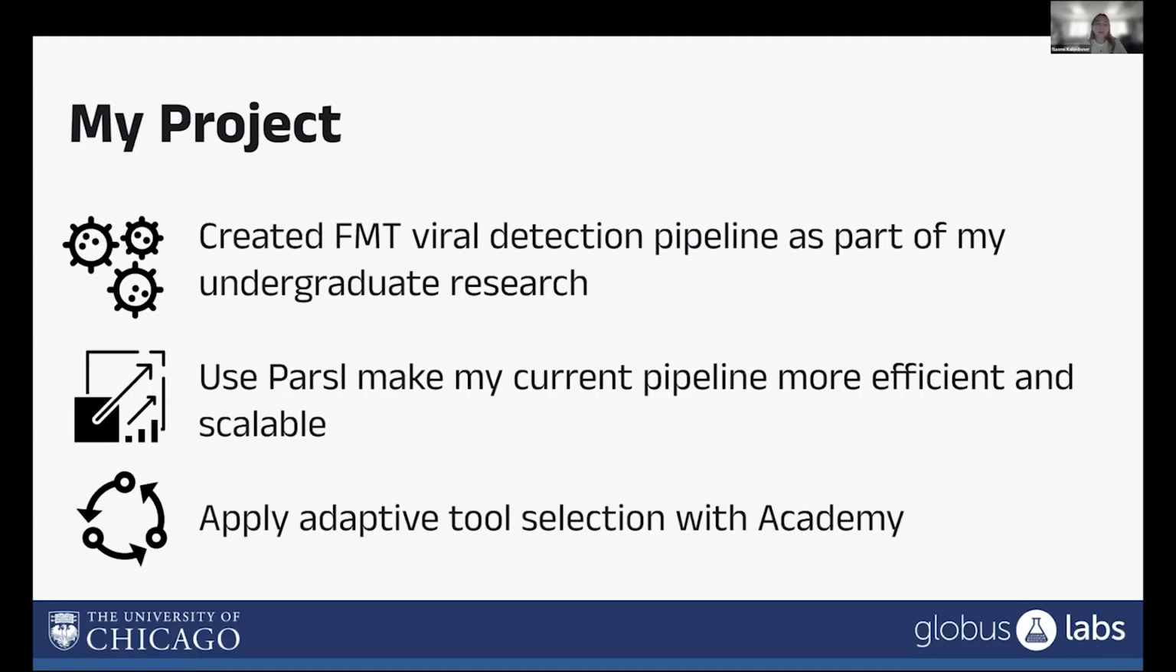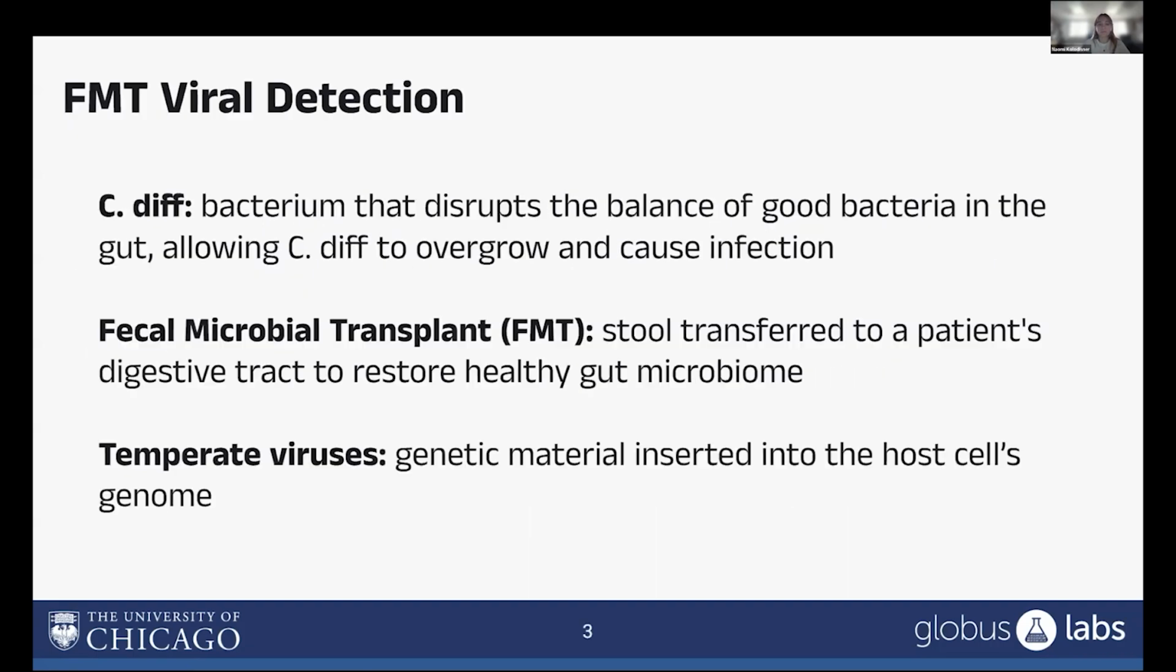So for some background on my project, it was based off of an FMT viral detection pipeline that I created as part of my undergraduate research at U of A. Throughout the summer, I used Parsl to make my original pipeline more efficient and also scalable. And then from there, I applied adaptive tool selection with Academy.